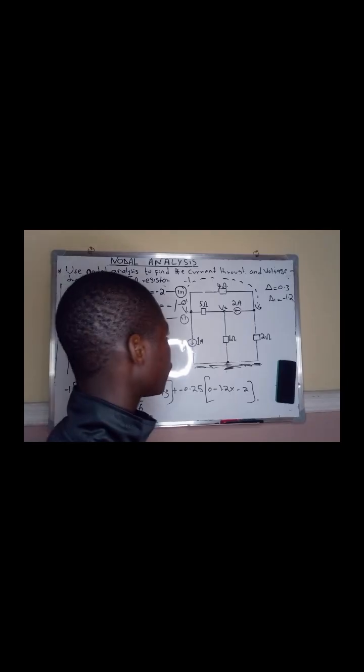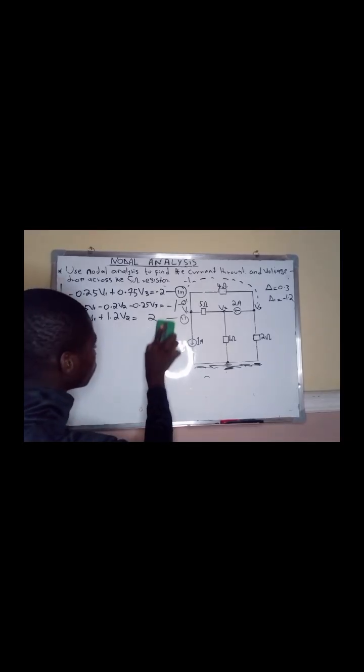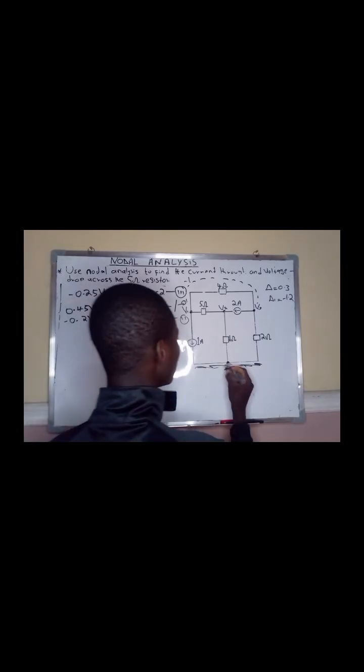So I have to find the value of determinant 2, so that I will find the value of voltage 1 and voltage 2. Don't forget, here is the source of ground, which is 0 voltage. So I have to find the value of voltage 2.